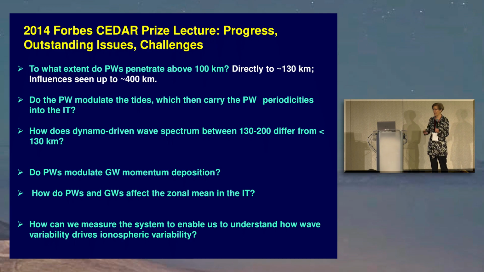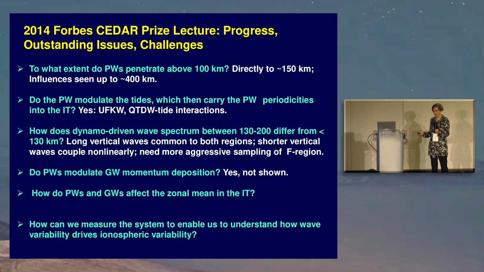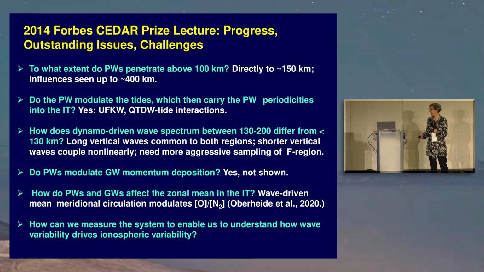How does the dynamo-driven wave spectrum above 130 differ from that below? Forbes asks. I would say that the jury is maybe still out on that one. Long waves, clearly, are common to both regions, but otherwise we need better sampling of that region. Planetary wave, gravity wave interaction, a lot of progress there, but I did not make that the topic of this talk. Just a brief mention about the effects on the zonal mean wind. I didn't mention this in the talk, but Jens Oberheide showed that the sudden stratospheric warming induced changes to mean meridional circulations affect the O/N2 ratio.